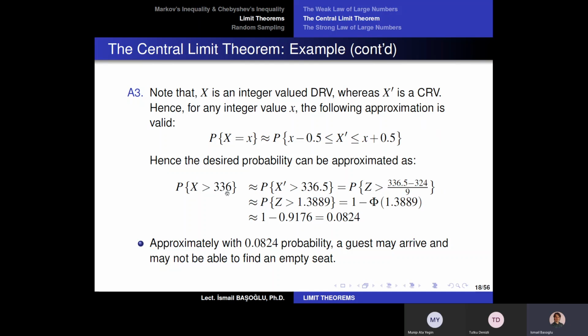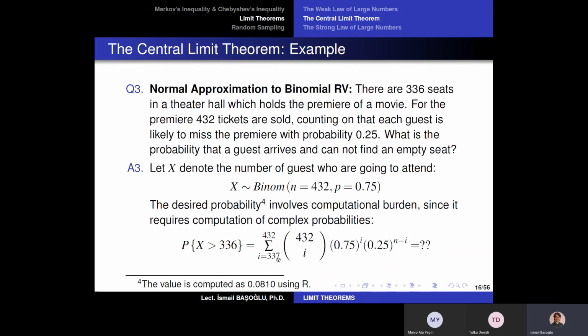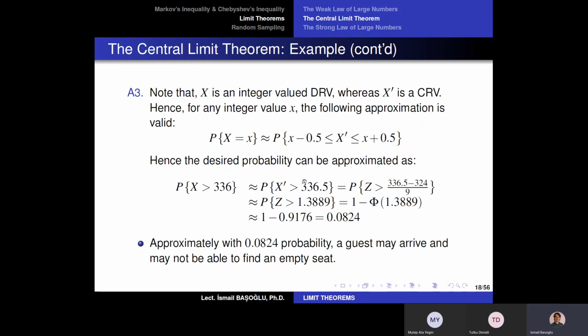Okay? Now, because of that reason, if the original probability is asking me the binomial random variable to be greater than 336, now remember, this is a summation from 337 to 432. What I am going to do is this. I am going to take the value which is 0.5 less than 337, because you see in this inequality, 336 is not included. The first value that is included is 337. So I will take 0.5 less than 337, and I will say, what is the probability of the normal approximation of that binomial random variable to be more than 336.5.